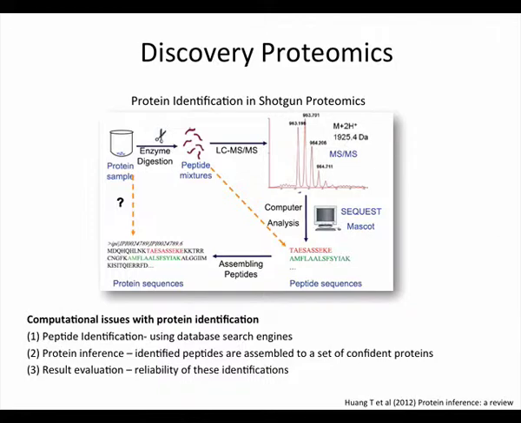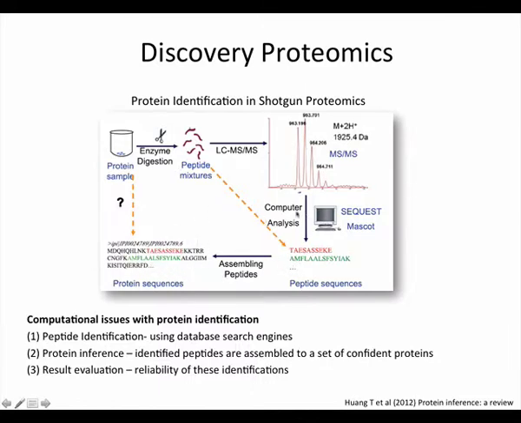So this is discovery proteomics, which I'm sure that David has talked to you about quite a bit. This is just the general workflow where we have a protein sample and we do an enzymatic digestion, get our peptide mixture, and do liquid chromatography tandem mass spec. We get our spectra, and we use the spectra then to match to peptide sequences. So this is the first step in the computational analysis. We then use these peptides to map back to the protein sequence.